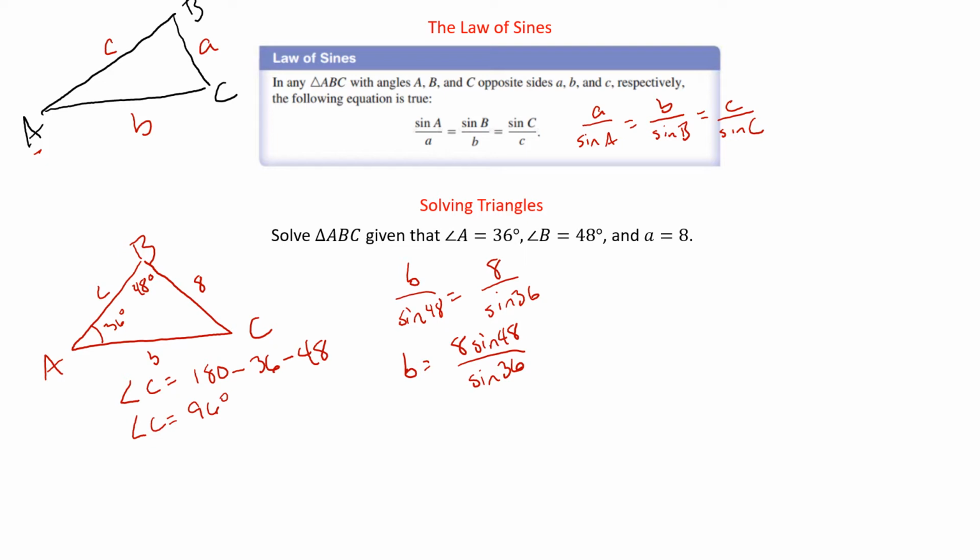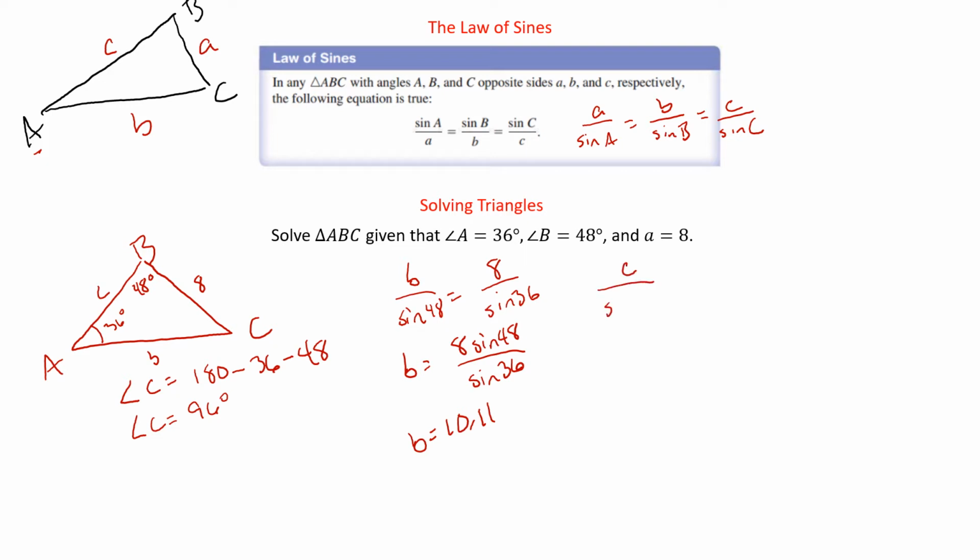And then we go sine 48 equals that times 8 equals, so we had a 0.74 times 8 is about a 5.9, divide by sine of 36 equals 10.11. So B equals 10.11. We're going to round at some point. And then C is going to be basically the same.